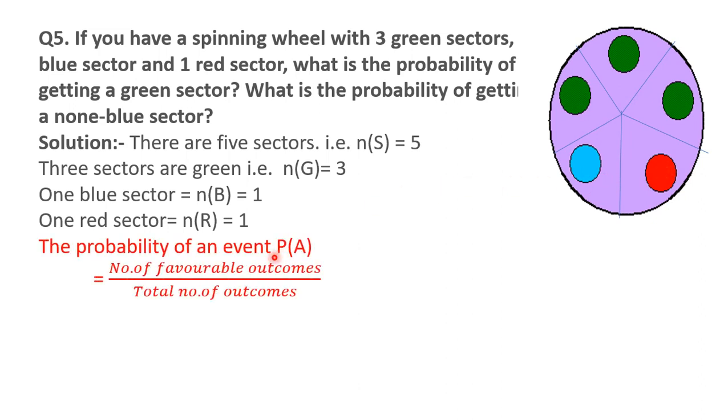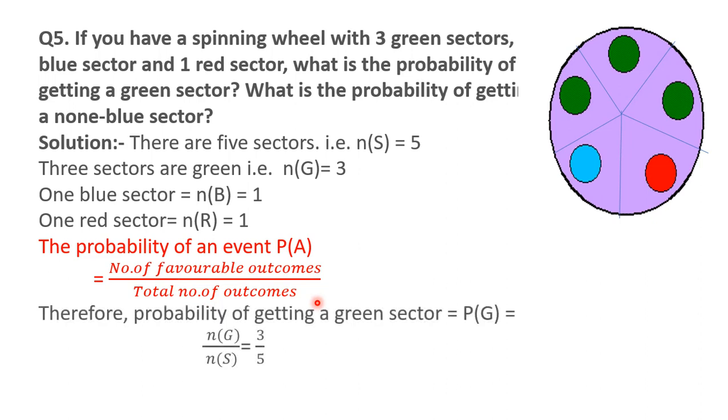Now we have to find the probability. As we know, the probability of an event is the number of favorable outcomes upon the total number of outcomes, so we have to find the probability of getting a green sector. So we can write P of G is n of G upon n of S, which is equal to 3 upon 5. So the probability of getting a green sector is 3 upon 5.